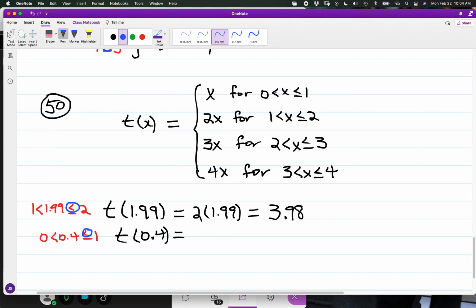And for the case of t of 3, if you notice, 3 appears twice among the inequalities, but where 3 belongs, we want there to be an equal sign. So the last case does not apply.